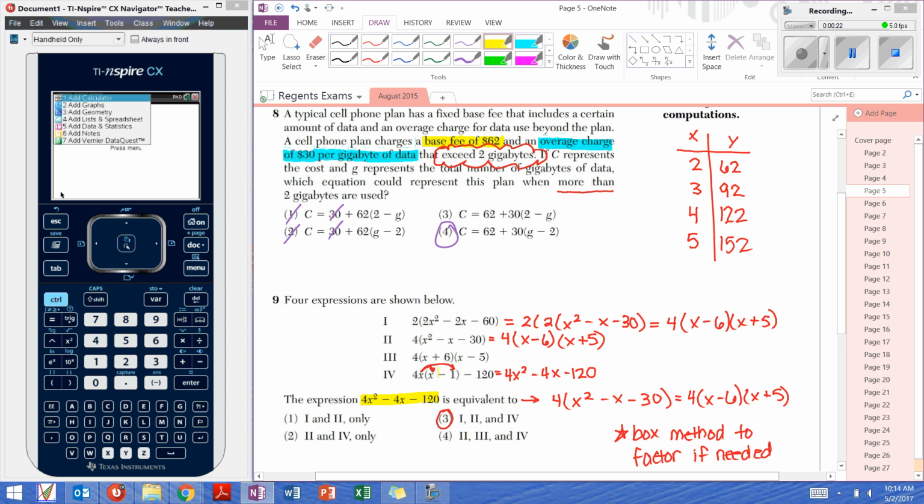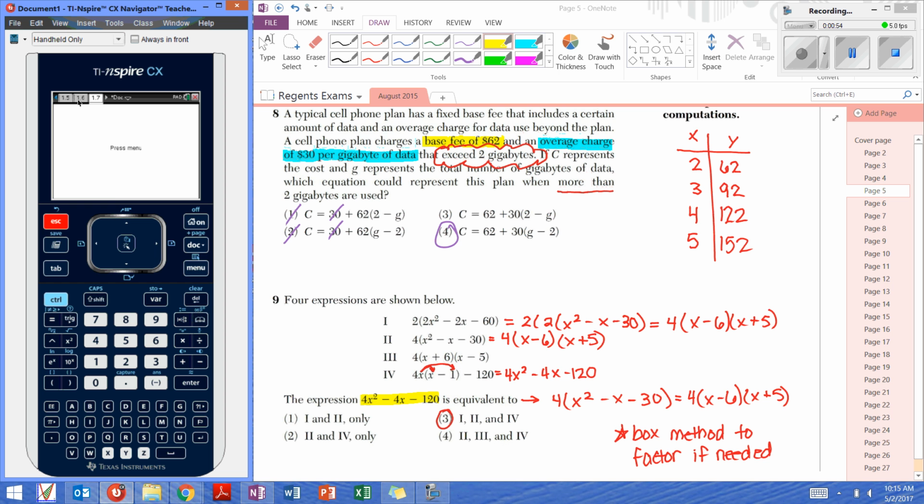Remember, when you are having trouble, you can always use the box method to help you factor if you're getting stuck. If you can see, question choice 3 has already been factored, so there's nothing else that we can do. But in 1, we factored out a 2, then we factored the remaining x squared minus x minus 30. That's where it came from. And after all is said and done, you can see that 1, 2, and 4 are all the same as the original.